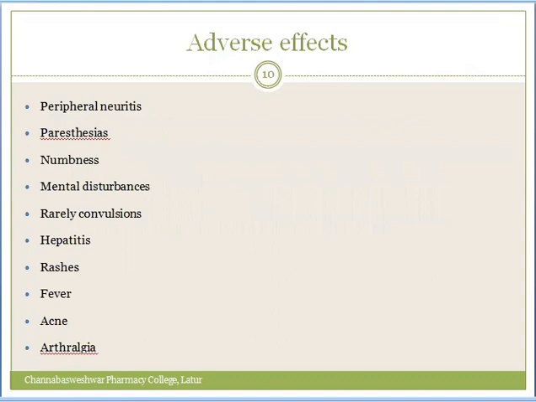Now we'll discuss adverse effects. So look at the adverse effects of isoniazid. Isoniazid shows peripheral neuritis, then paresthesia, numbness, mental disturbances, rarely it produces convulsions, and it shows hepatitis, rashes, fever, acne, and arthralgia. Arthralgia means joint pain. So these are the number of adverse effects of isoniazid.